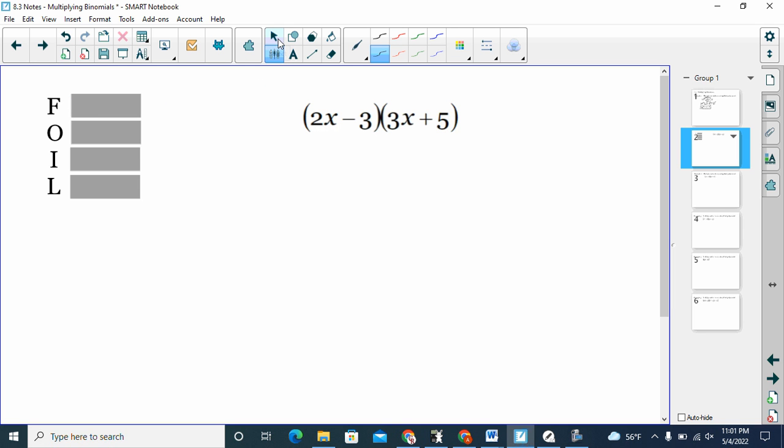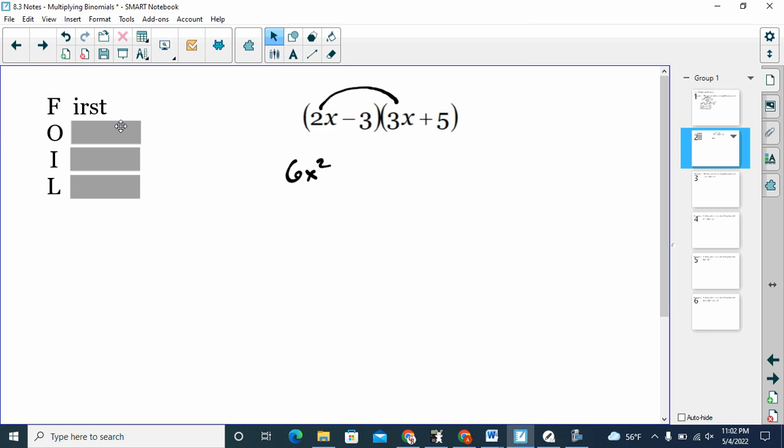F is for first, so we're going to multiply the first terms together. First term of this one times the first term of this one. So that 2x times 3x, that gave us the 6x squared. The O is for outside. So we're multiplying the outside terms. So the outside terms would be this one and this one. This is on the outside, that one's on the outside.